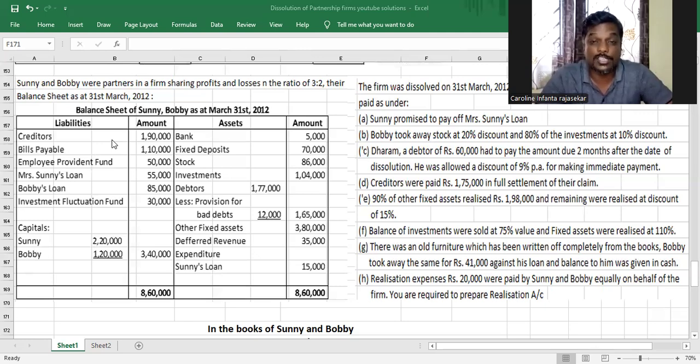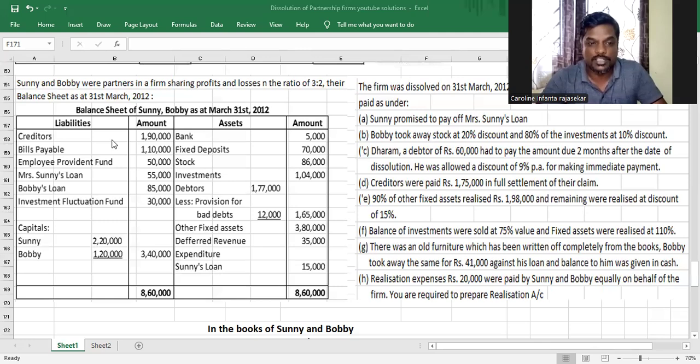Now, this has been asked for 6 marks in the sample question paper because sample question papers are usually prepared to teach you various adjustments and all that. Understood? So they try to cover almost all the adjustments in this question. It's a very beautiful question. This probably gives you insight into everything that you need to know about solving realization account. Except for workman compensation fund, I think they've covered almost everything. Let's look at this question.